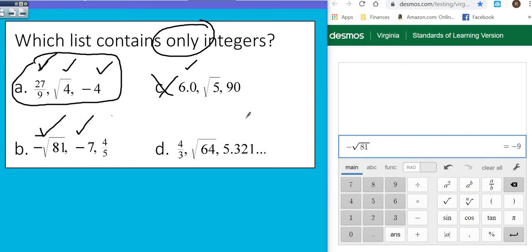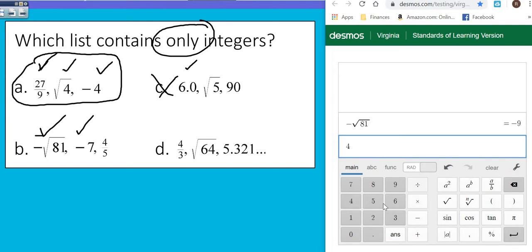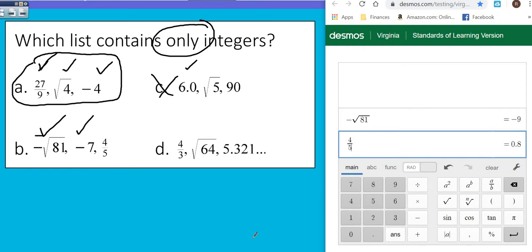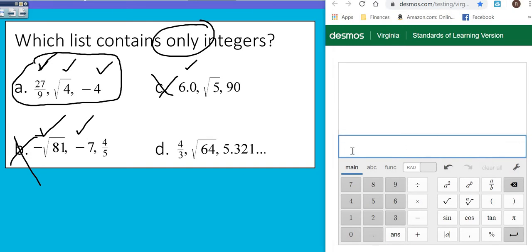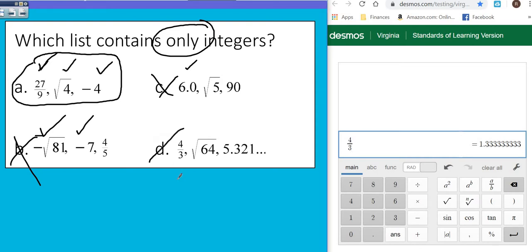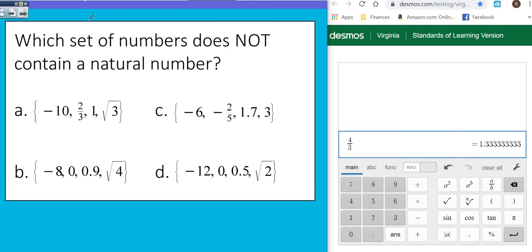-7 is an integer, but then we have 4/5. So let's see what happens when we take 4 divided by 5. That is a decimal that stops, it's rational, but it is definitely not on our perfect number line. So let's go over here and clear one more time. Let's try 4/3. 4 divided by 3. That's a decimal that repeats. Again, rational, but definitely not an integer, so A is your answer. Always check all your choices, though, just to stop yourself from making mistakes.